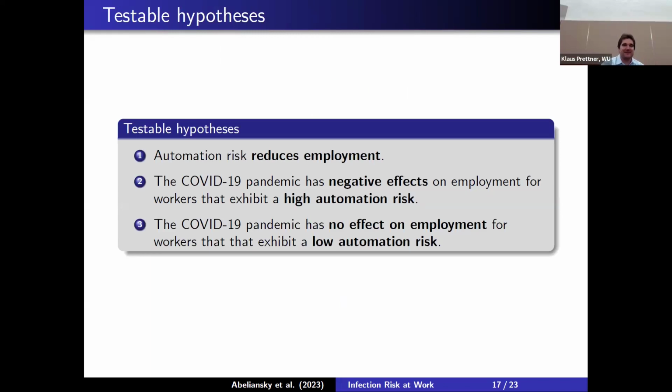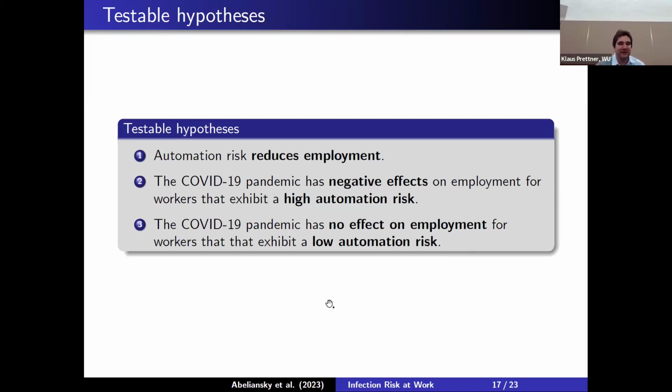And we can summarize everything that we have seen so far in terms of these three testable hypotheses. So we can say that the automation risk reduces employment. That's what we have seen in the intensive choice. So the higher the automation risk of a certain occupation is, the fewer workers would be employed in this occupation, so employment would be reduced, ceteris paribus.